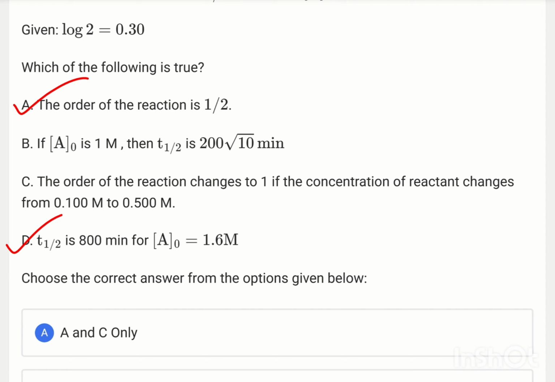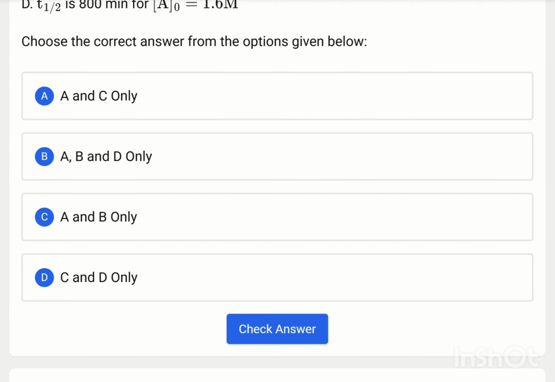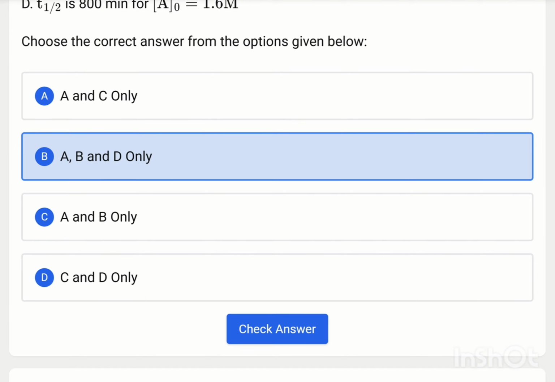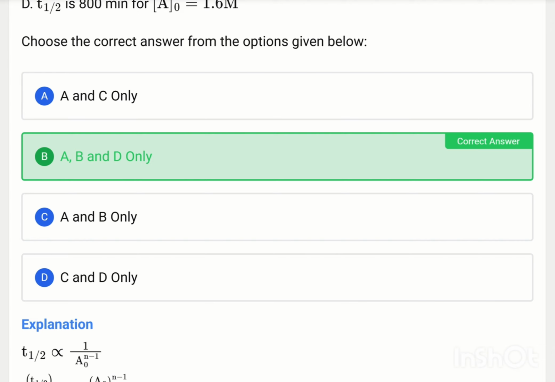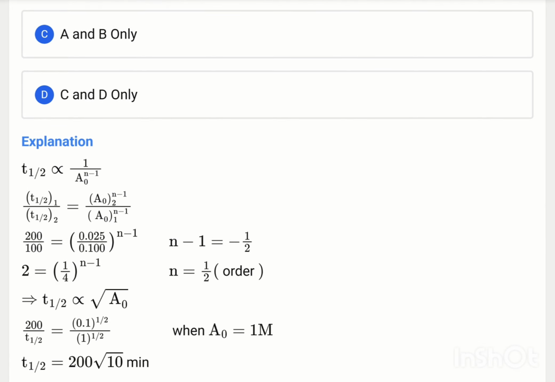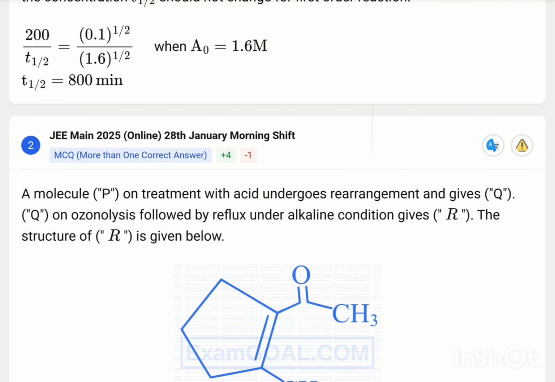So what are the options in which A and D is there? I don't know how to solve this thing, but we can easily calculate it because the concentration is changing and T half is independent of the concentration. Okay, so A and D are true. Check A and D. Where is A and D? In this option. B I need not solve because there is no other option in which A and D is coming. So only one option where A and D are coming, that we have solved here. So this was also a good question. This level of JEE must have been maintained.